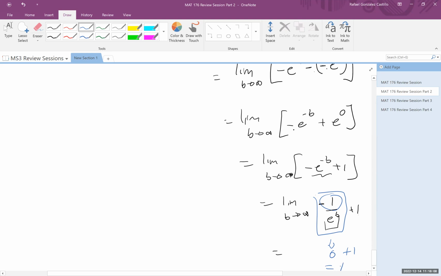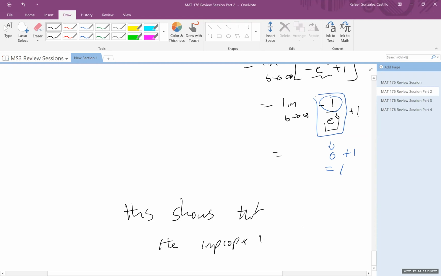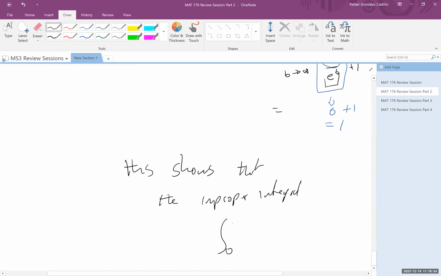So this shows that the improper integral converges to 1. So this shows that the improper integral, which was the integral from 0 to infinity of e to the minus y dy, converges to 1.